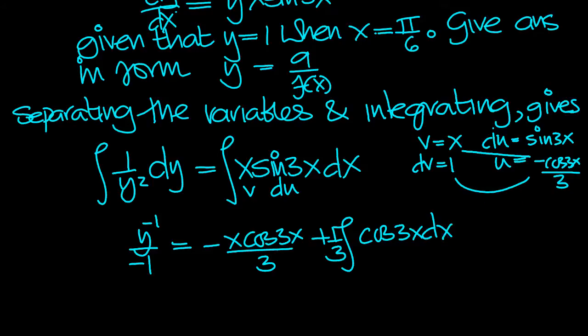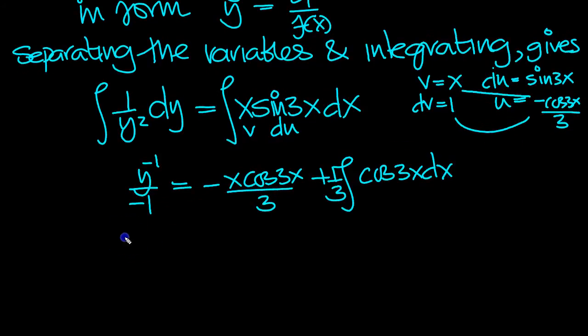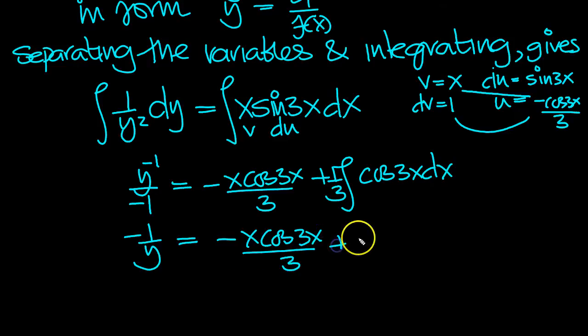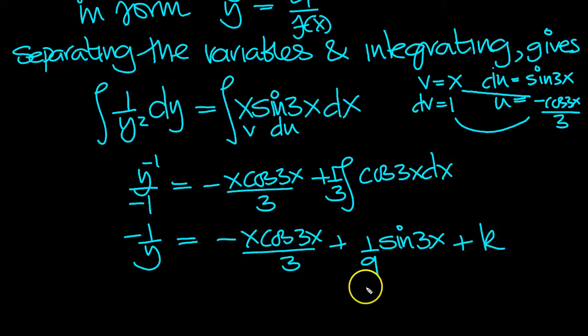So let's do the integration then. This is minus 1 over y is equal to minus x cosine 3x over 3 plus, now the integral of cos is sine. Again we need a 3 underneath, there's already a 3 there, so we need a 9th. Plus k, constant of integration on the other side.